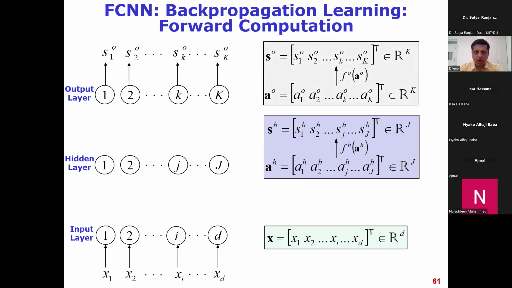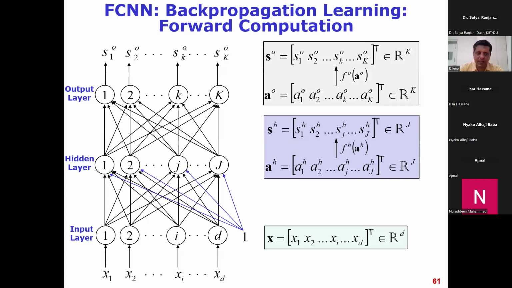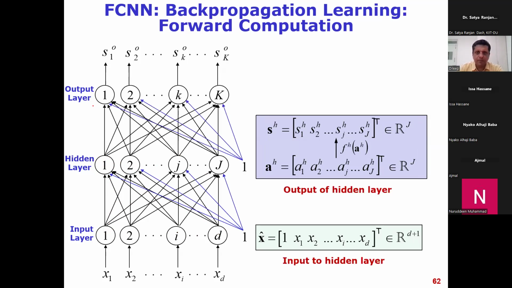Now, every neuron in the hidden layer has a connection from every neuron in the previous layer. Suppose there are D inputs, then the first hidden neuron will have D connections plus one connection from the bias. Like that, every neuron in the hidden layer has D plus one connections, and associated with every connection there is a weight. Similarly, we have connections from the hidden layer to the output layer. Is it clear with respect to that?